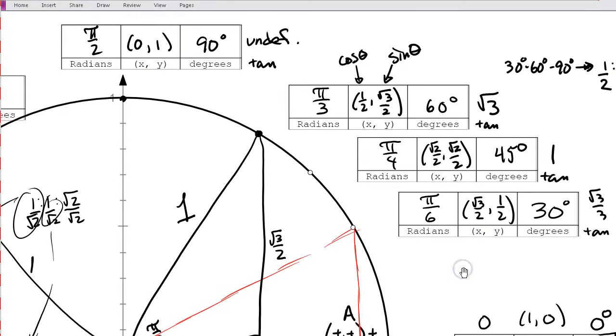So this gives us the first quadrant, and really the only thing that I recommend that you memorize here is your first quadrant, because once you know the first quadrant, you can find all the other angles and coordinates, and we'll talk about those in the next video.